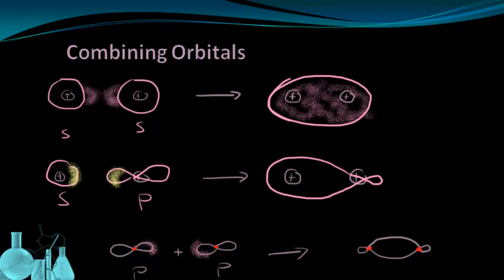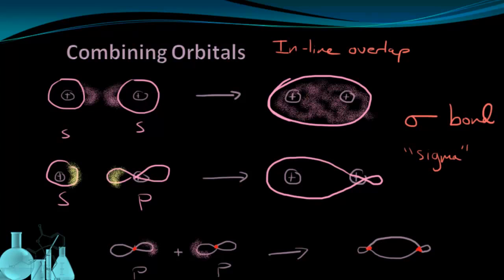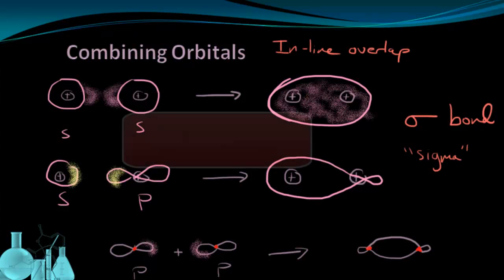Now notice in all of these cases, the region of overlap was directly between the two nuclei. That's because the orbitals were considered in line with each other. So we have an in-line overlap of orbitals to create the molecular orbitals we see here on the right. Each one of these is referred to as a sigma bond, or a sigma molecular orbital. Sigma bonds occur when two orbitals are lined up and overlap to create a bond.